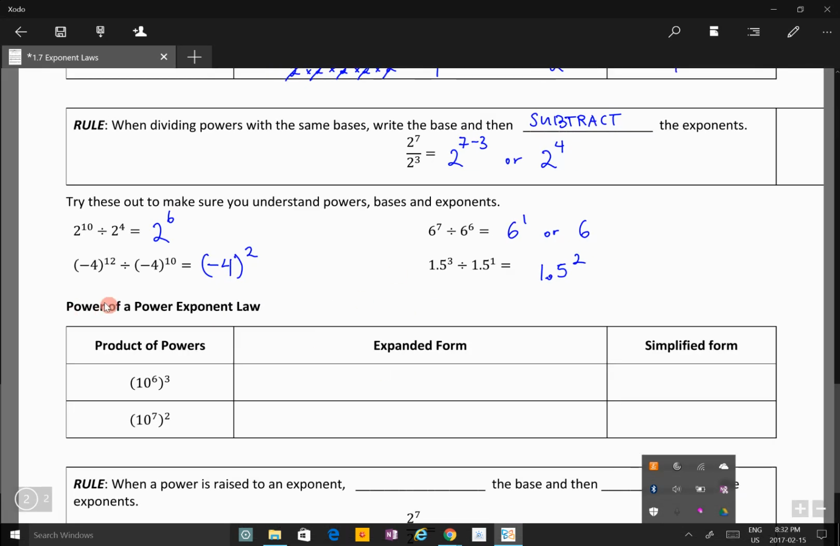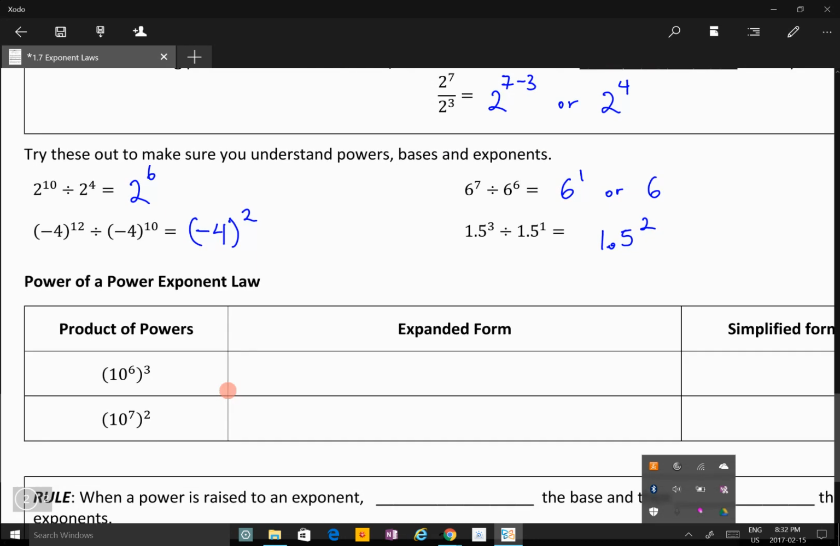Here's our third law, the power of a power exponent law. So you have 10 to the power of 6, and then the whole thing is raised again to the power of 3. How might that look? Well, that would look something like this. I would just say 10 to the power of 6 times 10 to the power of 6 times 10 to the power of 6, 3 times, right?